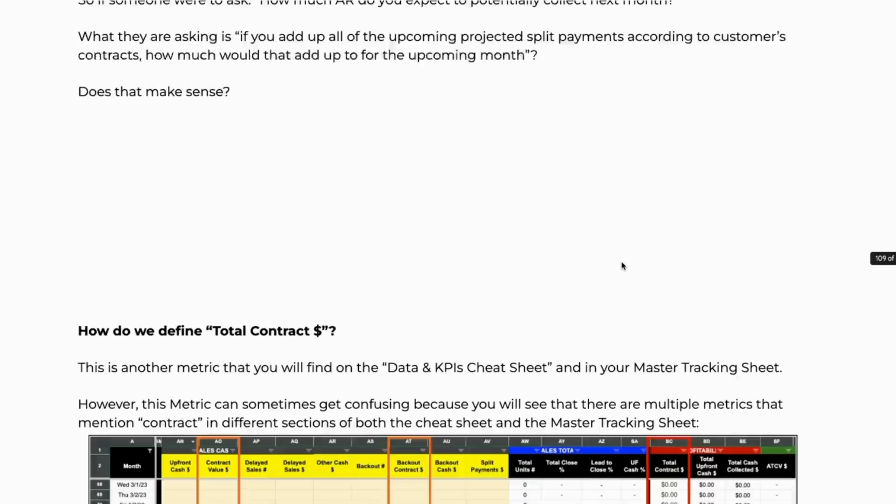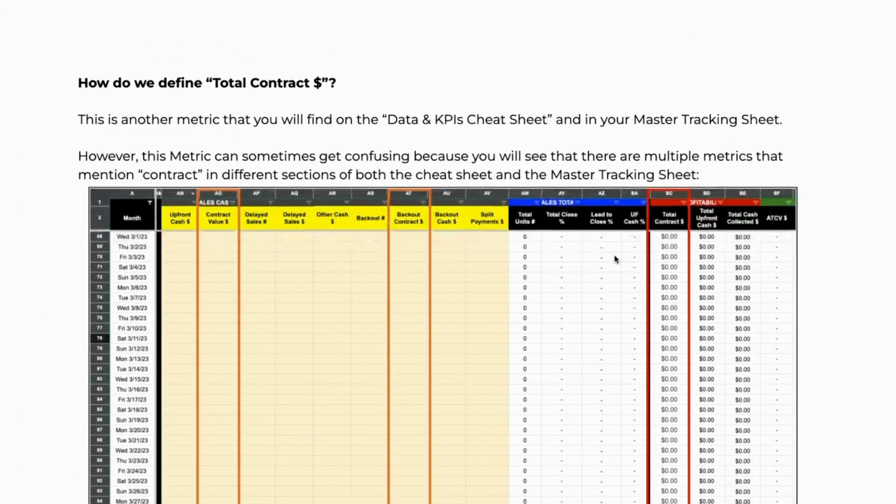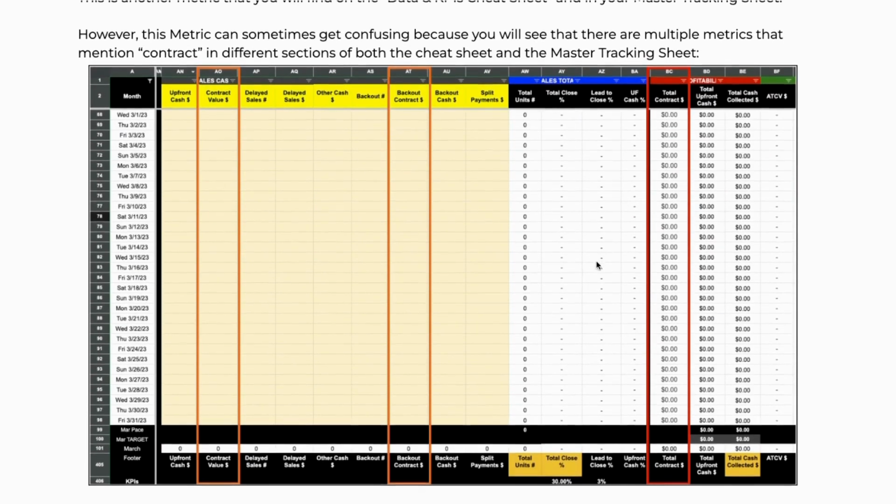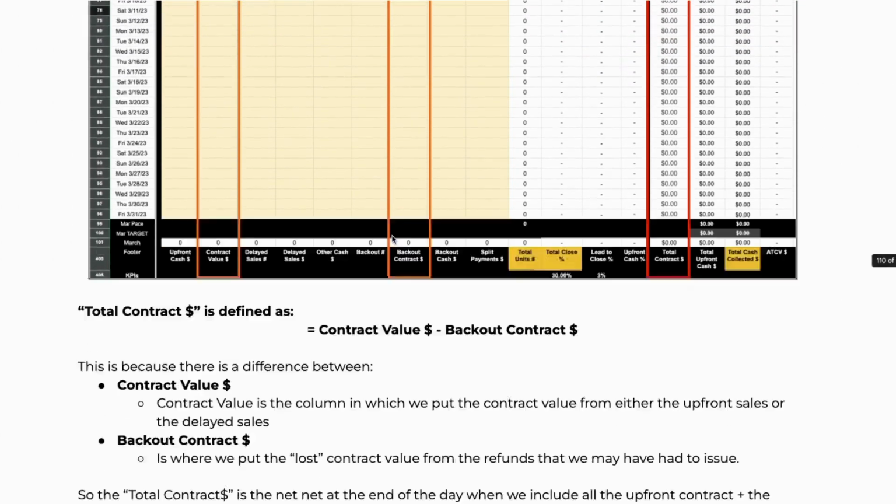So the question is, how do we actually define total contract? This is going to be another metric that you are going to see inside of both the cheat sheet and the master tracking sheet. So total contract is here, right? What total contract is doing is it's taking our contract value and subtracting the back out contract. So back out contract is basically those that wanted a refund or wanted to back out of the program. We have to subtract their contract value. So total contract takes our contract value minus our back out contract, and that equals our total contract, okay?